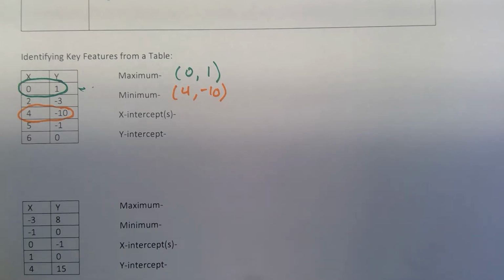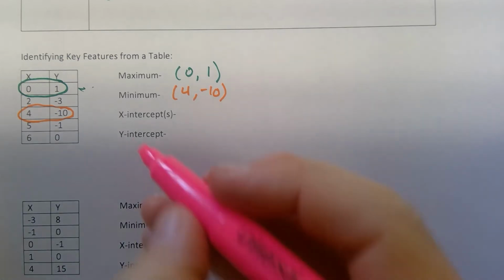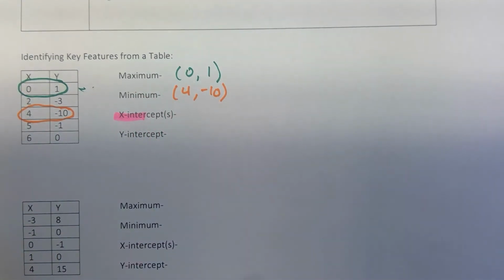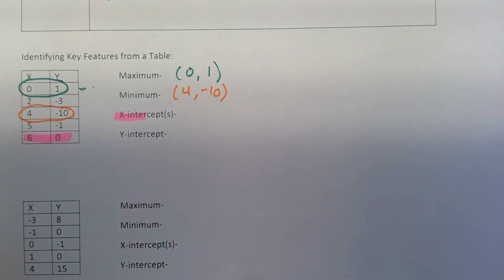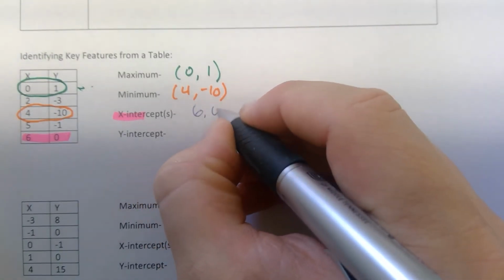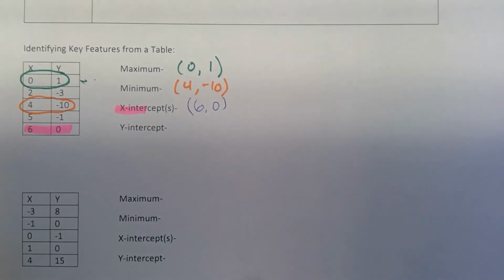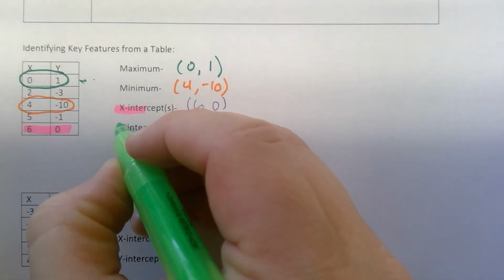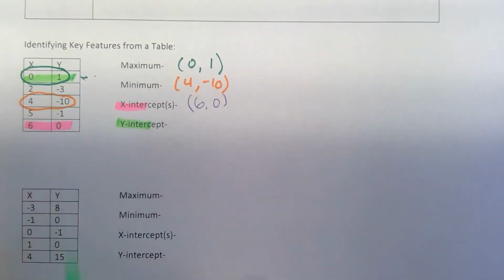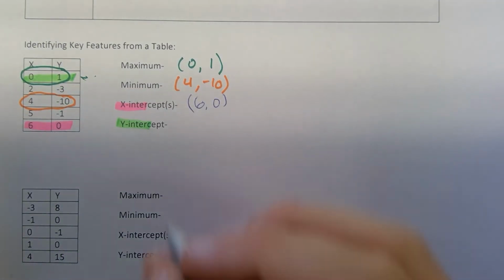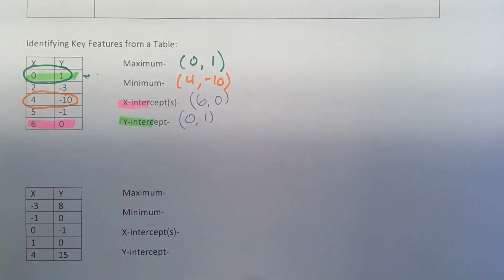Now we're going to look for our x-intercepts. I'm going to do a little highlighting here. Our x-intercepts are where our y equals 0. So I'm looking at my y column. Y is 0 here. There's my x-intercept. So my x-intercept is 6, 0. And then my y-intercept is going to be when my x equals 0. That's going to be up here. In the x column, there's 0. And there's my y-intercept. So my y-intercept is 0, 1.